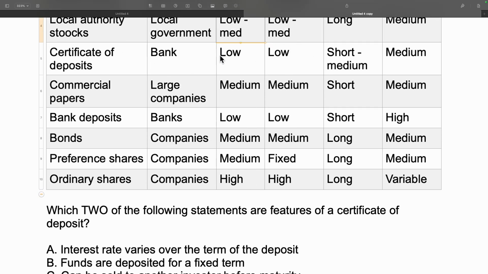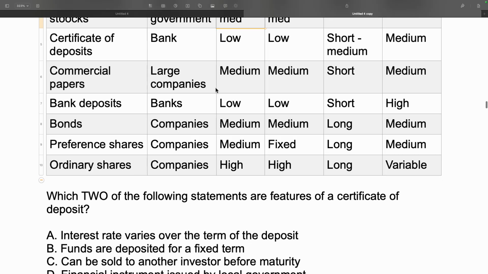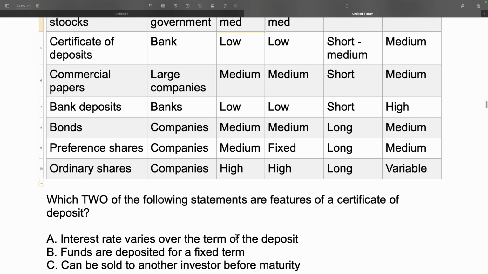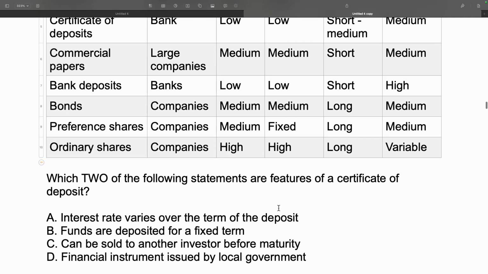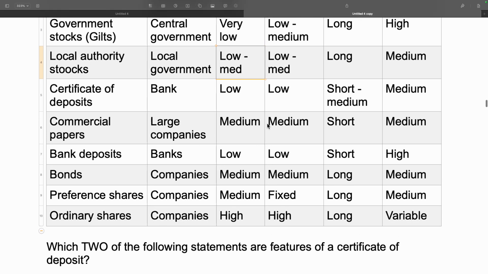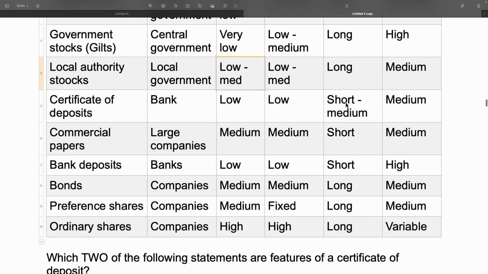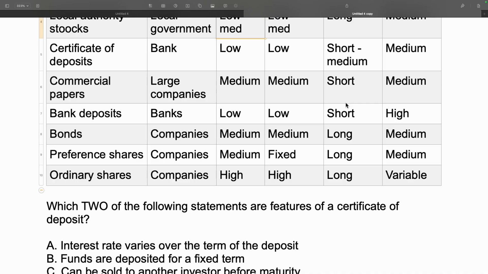Certificate of deposit. Interest rate varies over term. Funds are deposited over a fixed term. Can be sold to another investor before maturity. Certificate of deposit liquidity is medium. Yes or no? Okay, so what's the answer here, guys? Can you give me the answer? I want you to type out the answer first. What are your answers?